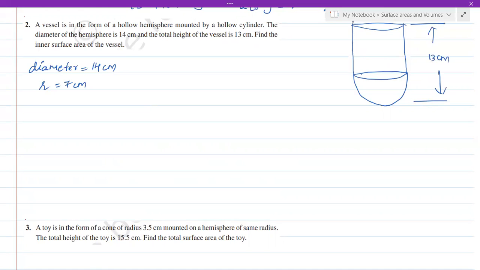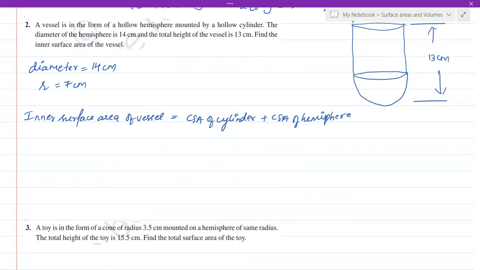Okay. Now find the inner surface area of the vessel. Now this is like a glass tumbler, isn't it? Now what is the inner surface that you can see? You can see the CSA of cylinder and you can see the CSA of hemisphere. That is all we can see, isn't it? Therefore, the required inner surface area of vessel will be equal to CSA of cylinder plus CSA of hemisphere.